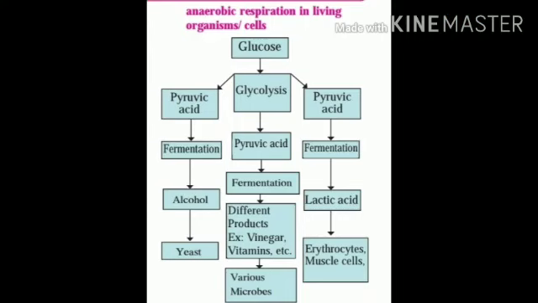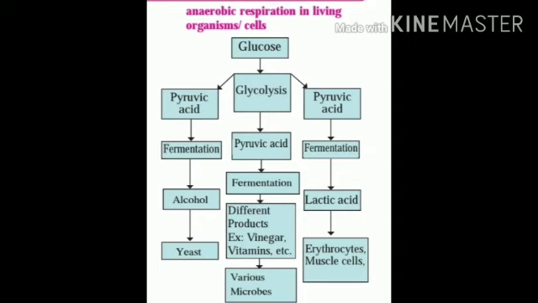Observe this flowchart: anaerobic respiration in living organisms and cells. Here we see in the middle glucose. After glycolysis it is converted into pyruvic acid. Then after fermentation it forms different products like vinegar, vitamins, etc. And for that purpose there is a use of various microbes. In some cases, pyruvic acid after fermentation converts into alcohol with the help of microbes like yeast.